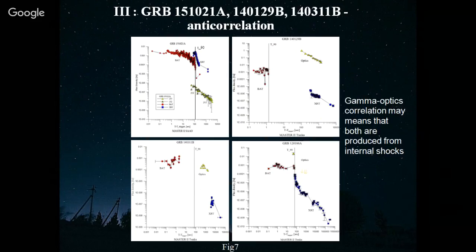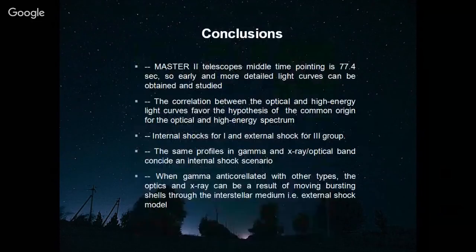So in this research, I tried to consider the sample of gamma ray bursts. What can I say? First of all, the middle time pointing of MASTER robotic telescopes in this sample is 77 seconds. In some cases, the time pointing is less than the time of maximal energy release of gamma ray bursts.